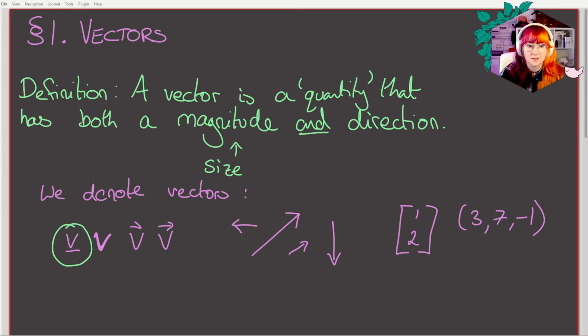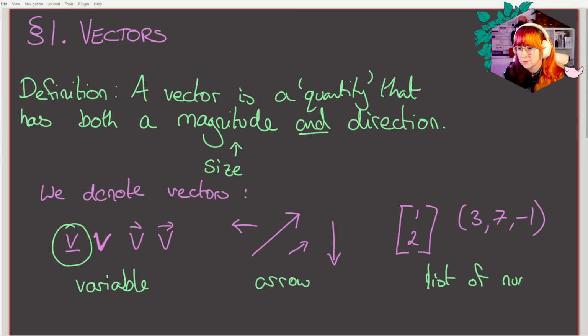So variable notation, arrow notation, or list of numbers. That will mean something in a minute. But they're all interchangeable. It's just depending on what notation you prefer using. And I've seen this described as the mathematicians', the physicists', and the engineers' preference. I don't know which one's which necessarily, but they are all ways of denoting them.